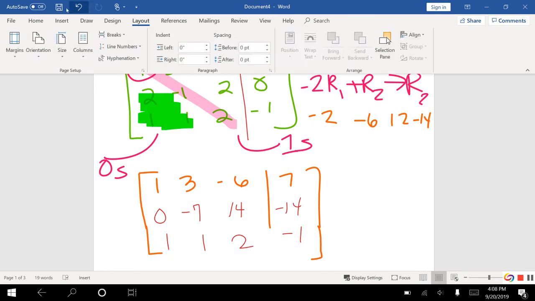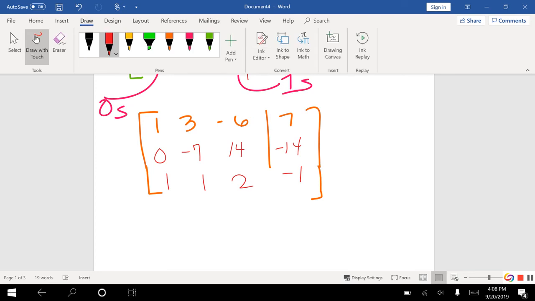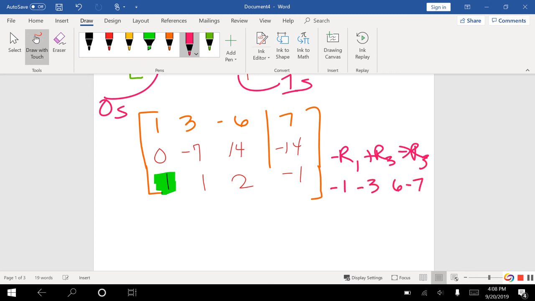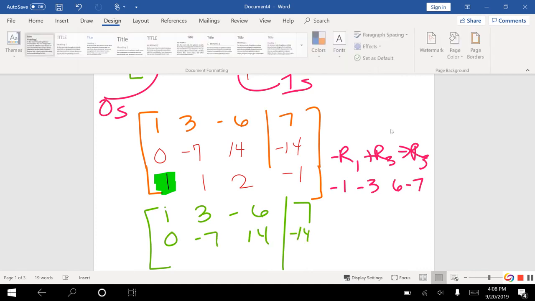Now I want to do this again, but I want to now get rid of this one here. So I'm going to do negative row 1 plus row 3 to replace row 3. So then that's going to be negative 1, negative 3, 6, negative 7. So then when I go to do this, this stays the same. Okay, this stays the same. So I haven't changed anything yet.